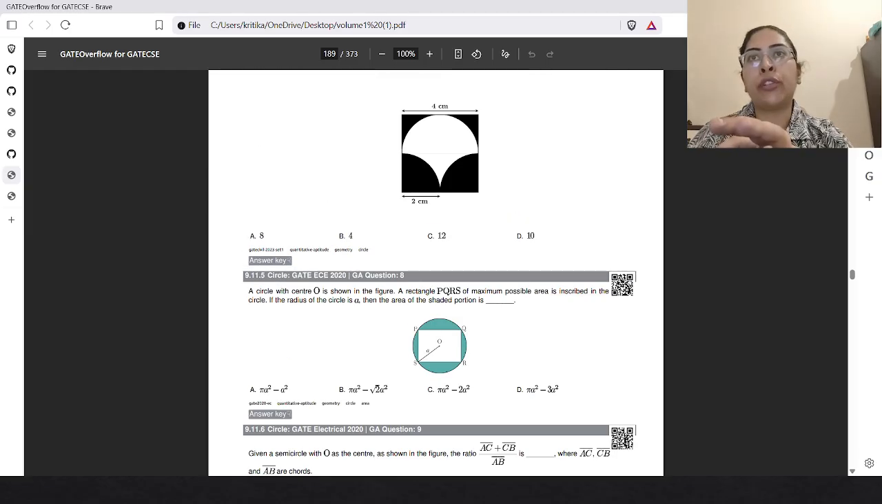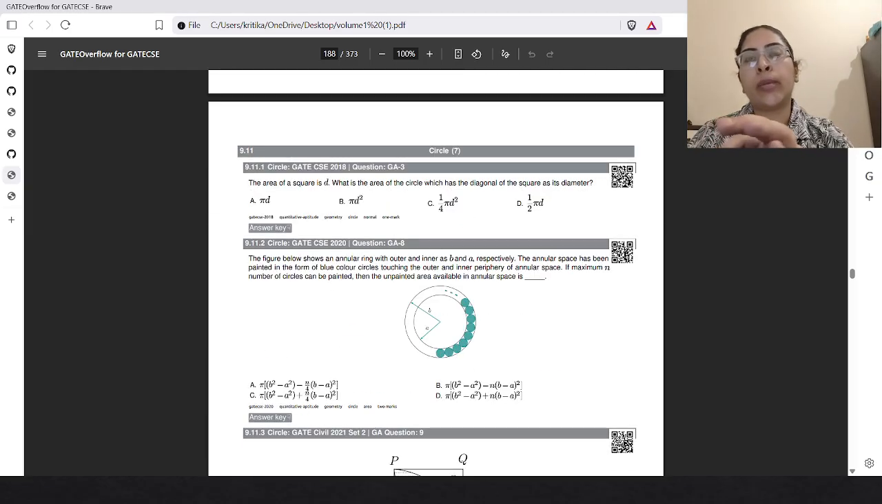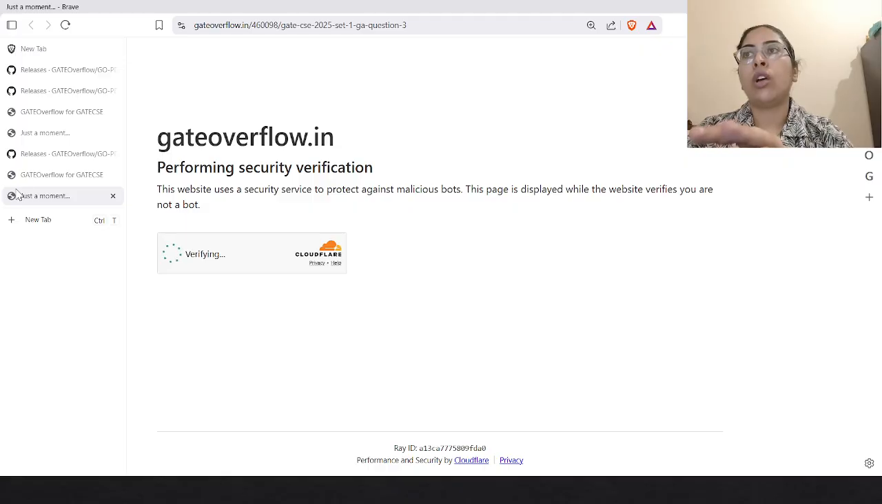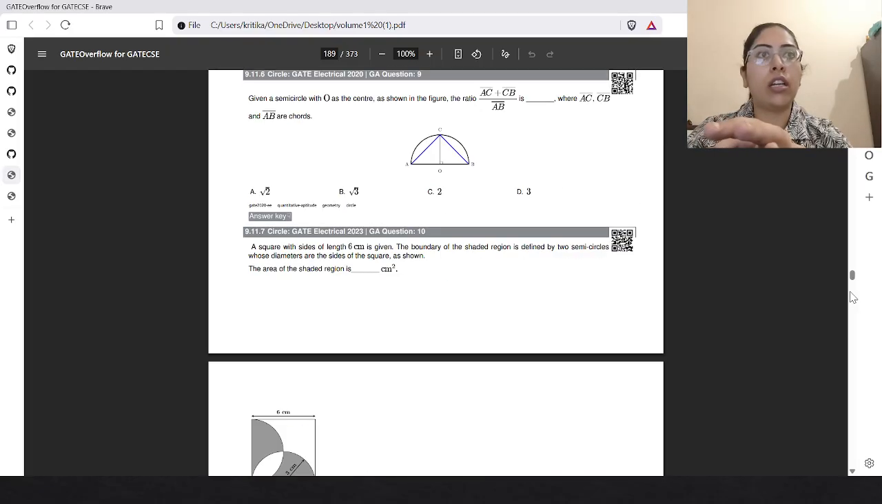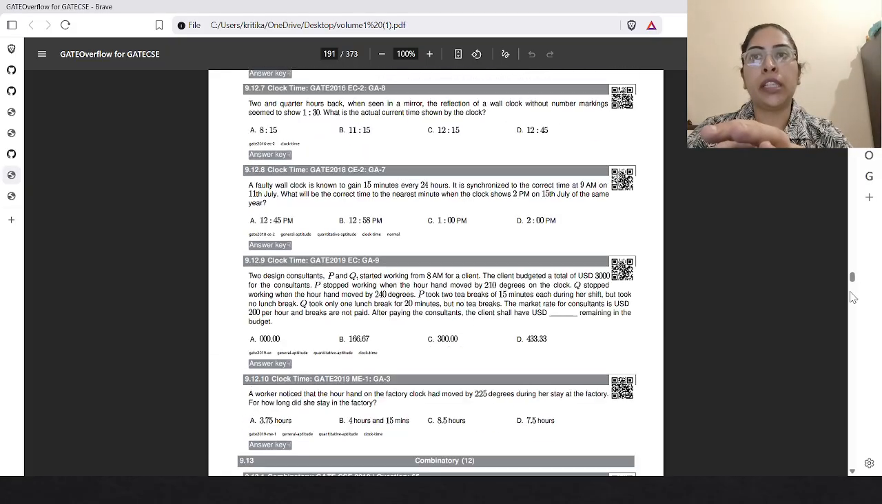Then there is geometry. Geometry is very important. Almost every year, one question comes from geometry. Like circle, try to solve by your own methods and own formulas firstly. After 4 to 5 minutes, you can see the solution here on GATE Overflow. Okay, so this way you complete the aptitude part from the GATE Overflow PDF.